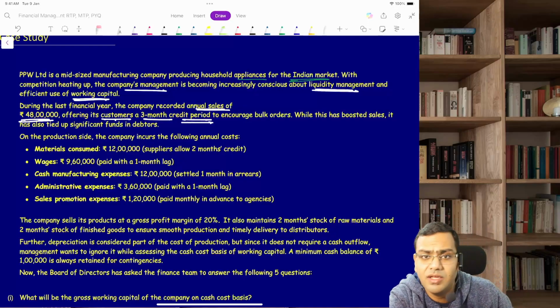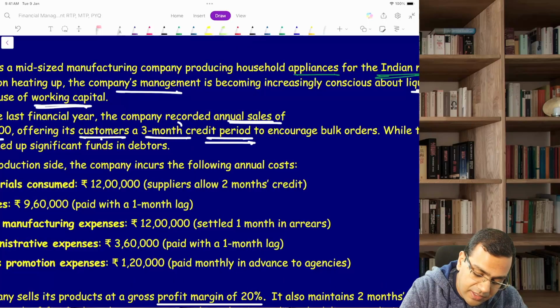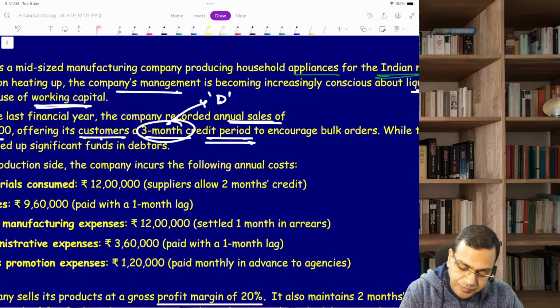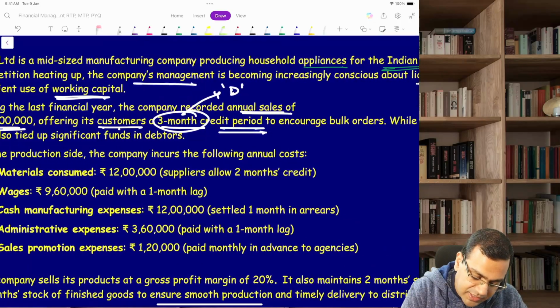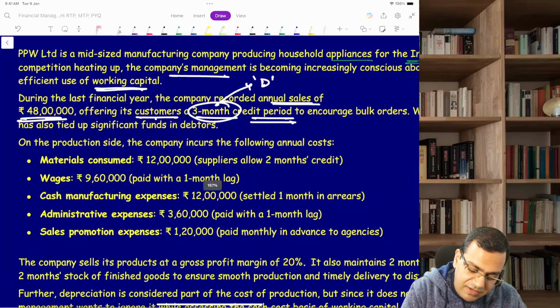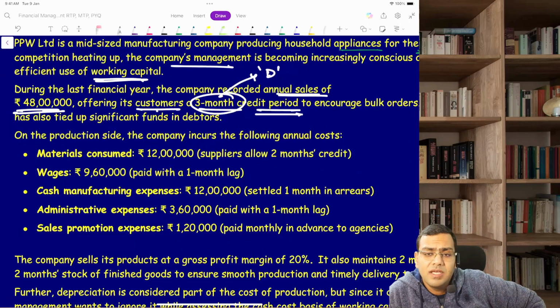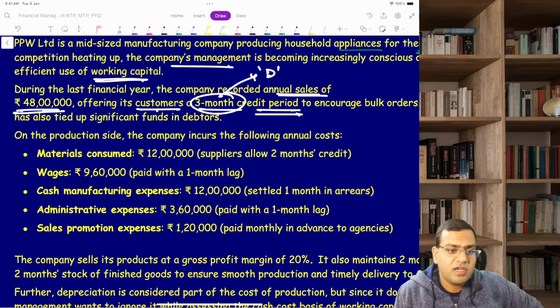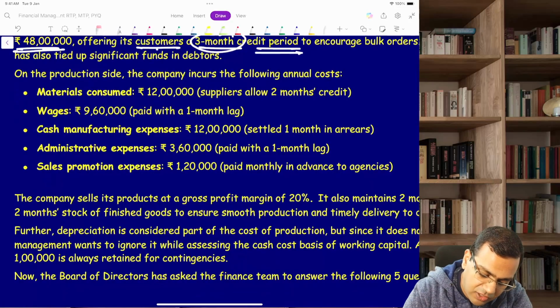So what is this given to you? 3 months credit period that you are giving to your debtors. So this is the value of D that is given to you. To encourage bulk orders, while this has boosted the sales, it has also tied up significant funds in the debtors. Obviously, sir, if you are giving the larger period to the debtors, D is large, so that means more of your funds are blocked. On the production side, the company incurs the following annual cost.